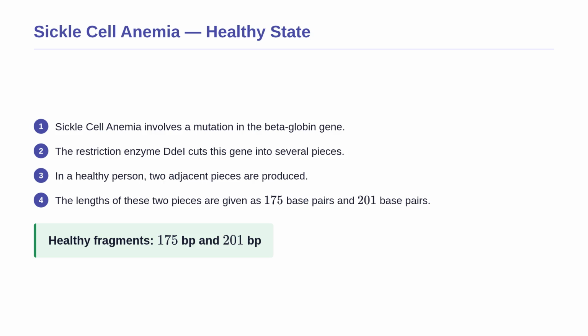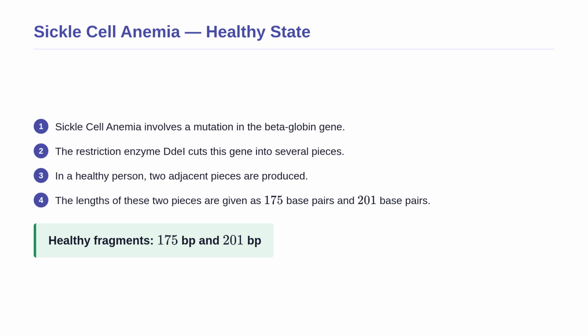Let us apply this conservation principle to a real-world medical diagnosis, sickle cell anemia. This disease is caused by a single letter change in the beta-globin gene. We are given that a restriction enzyme, called DdeI, normally cuts this gene into several pieces. In a healthy person, the enzyme successfully makes a cut, producing 2 specific adjacent pieces. The lengths of these pieces are 175 base pairs and 201 base pairs.